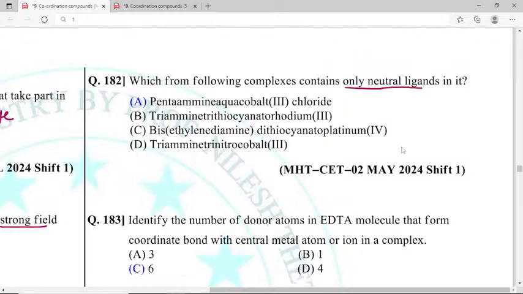Which of the following complexes contains only one neutral ligand? Ammine is a neutral ligand. Chloride is not a ligand here, because it is present in the ionization sphere.